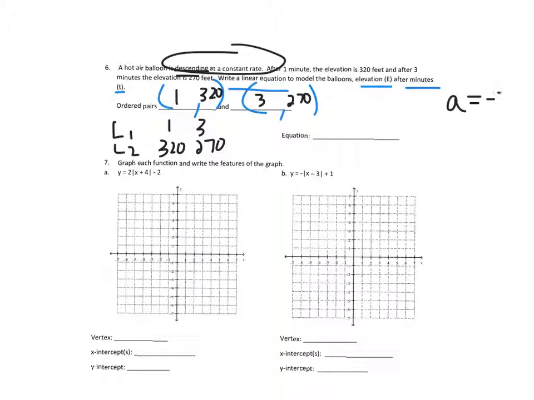Then you press Stat, Calc, Linear Regression, and my a is negative 25. Because my elevation is descending at a constant rate, that's my slope, and my y-intercept is 345. That means the balloon started at time 0 at 345 feet high. So my equation using E and t is E equals negative 25t, because we have to use t for minutes, plus 345.